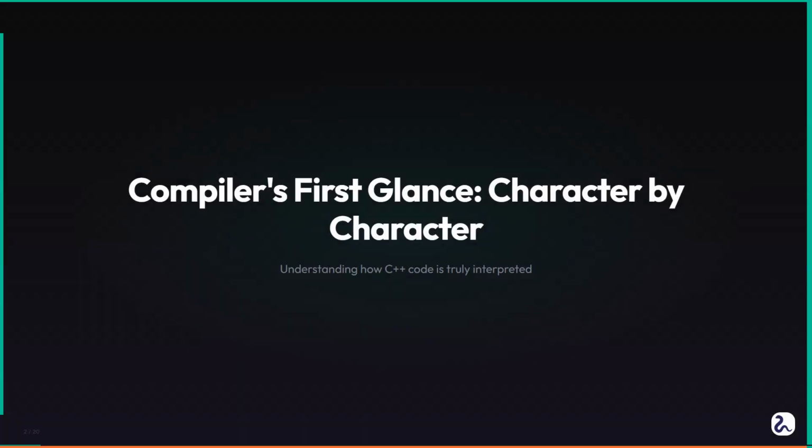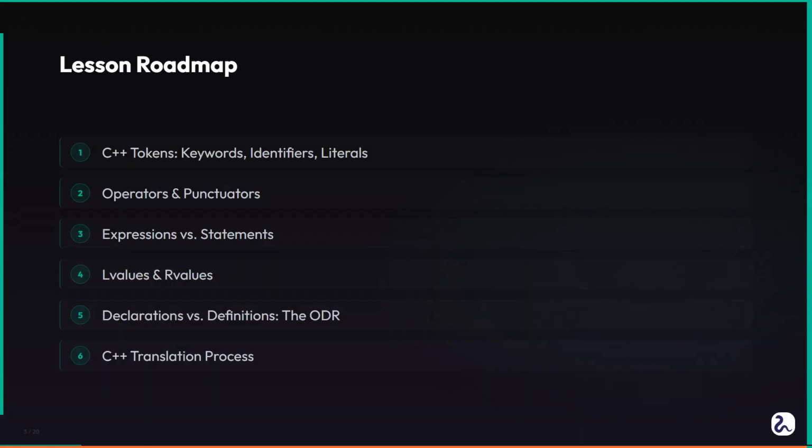I want to show you something that tripped me up for 3 days when I was starting out. How the compiler actually interprets your code, character by character, before it even thinks about what your program means. Understanding this low-level view is crucial for debugging those cryptic compiler errors. Today, we're going to pull back the curtain on how C++ actually works at this fundamental level.